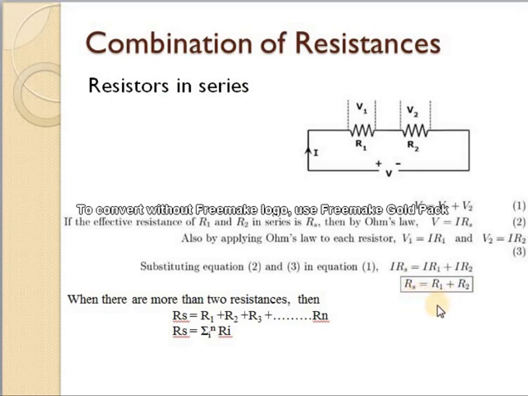So we can extend this result to a number of resistors. Suppose we have n resistors, then the effective resistance Rs is equal to the sum of the individual resistances. That is R1 plus R2 plus R3 and so on up to plus Rn. That is Rs is equal to the sum of Ri, from i equal to 1 to n.